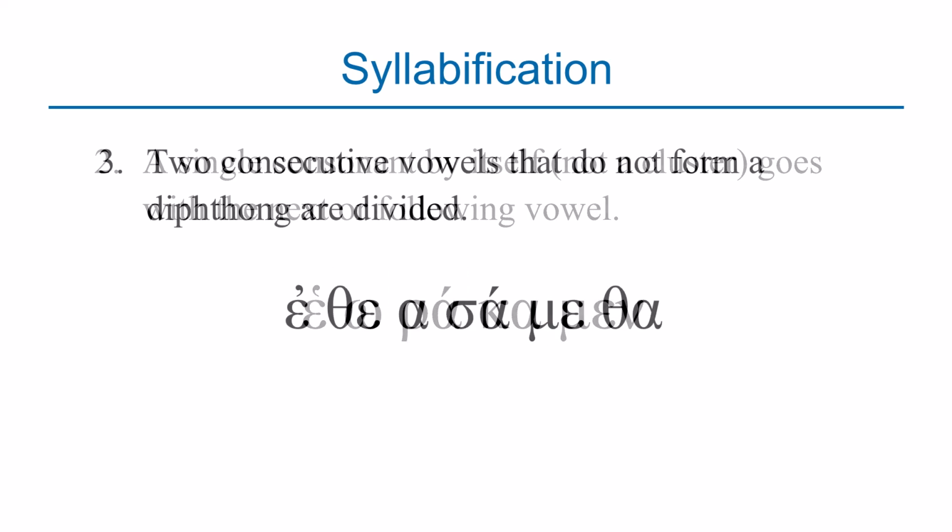Let's look at rule number 3. Rule number 3 says 2 consecutive vowels, 2 vowels that are next to each other, that do not form a diphthong must be divided. Let's look at our example in Greek.